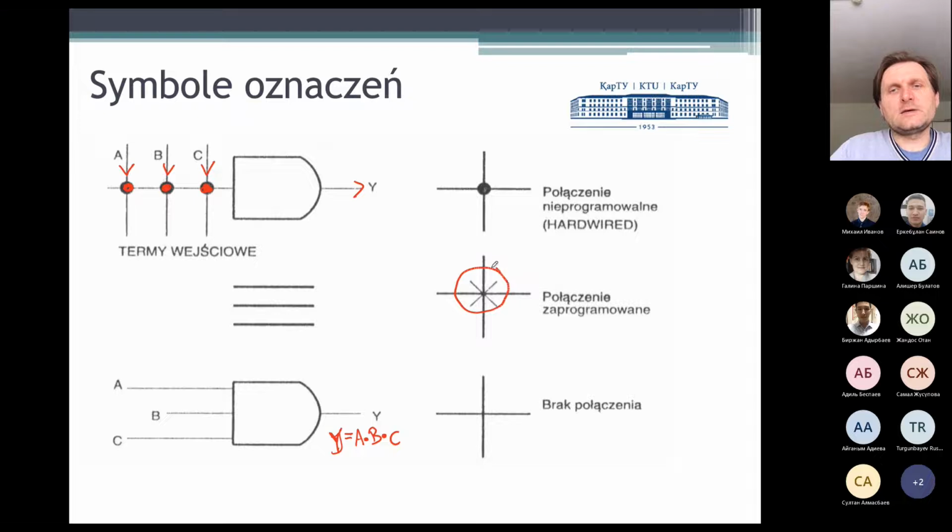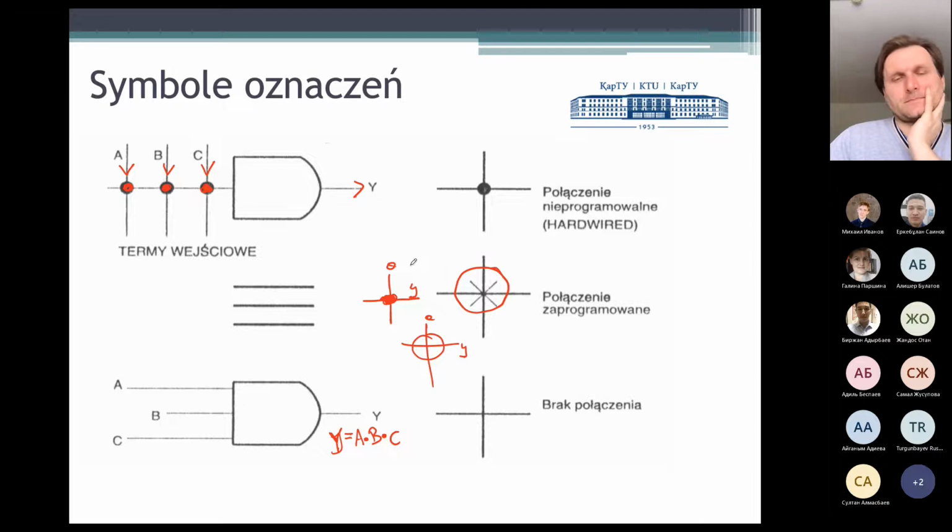When we meet something like that, there is a connection, there is the node, there is a point which can be programmable. It means we may make a connection by putting the dot, or leave it alone, so there is no connection here. When we leave it alone, there is no connection between, for example, A and Y. So in that construction Y is equal to A, and in that one Y is equal to something else which is connected.